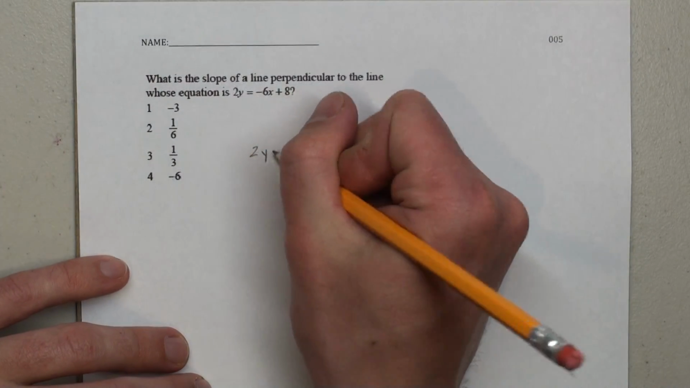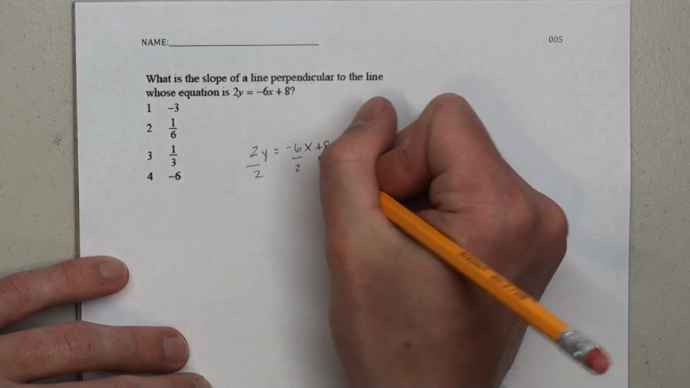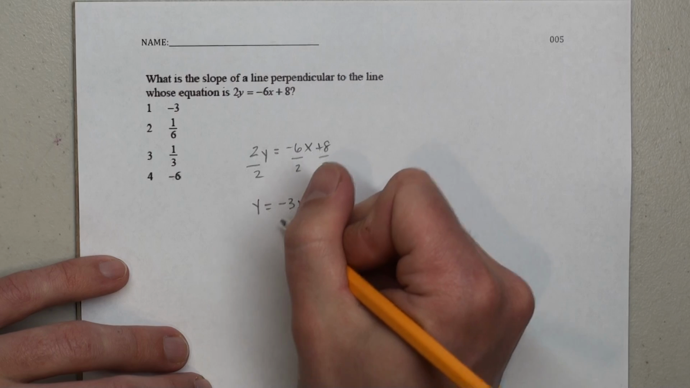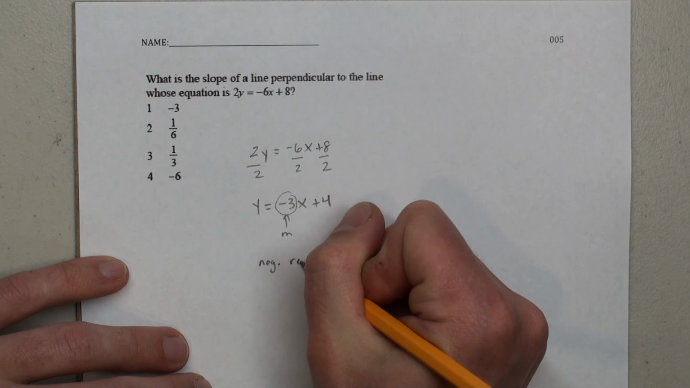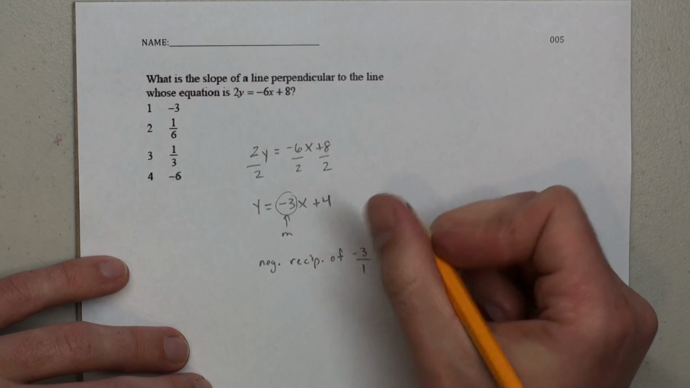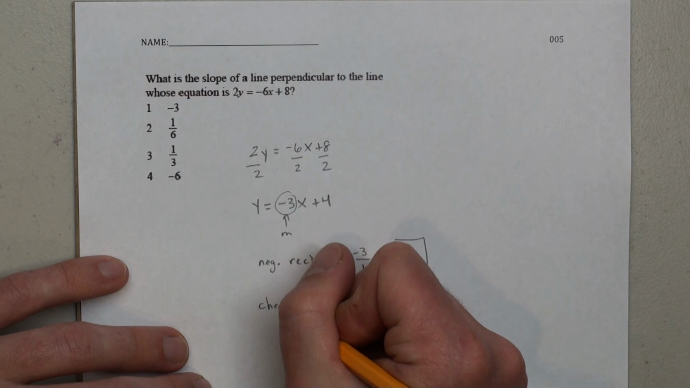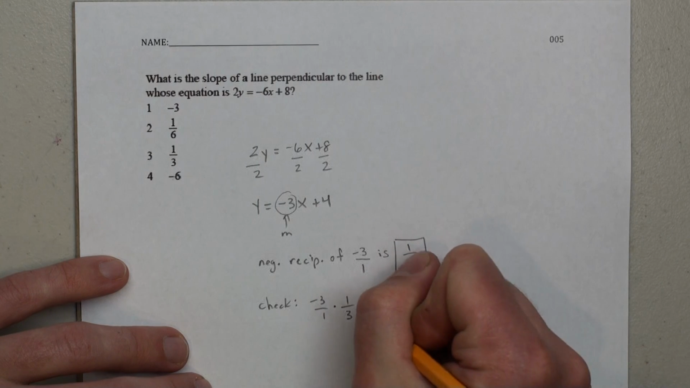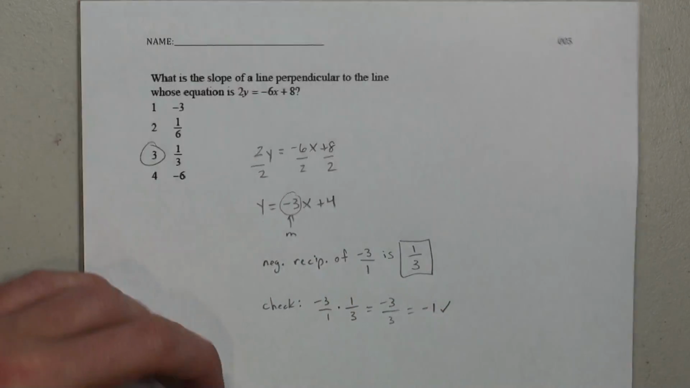Okay, we got an equation here. It's not in y equals mx plus b form, so let's put it into y equals mx plus b form. Now I have my slope is negative 3. So the negative reciprocal of, write it as a fraction, negative 3 over 1, is 1 over 3. Let's check that. Negative 3 over 1 times 1 over 3 equals negative 3 over 3 equals negative 1. It checks. Choice 3.